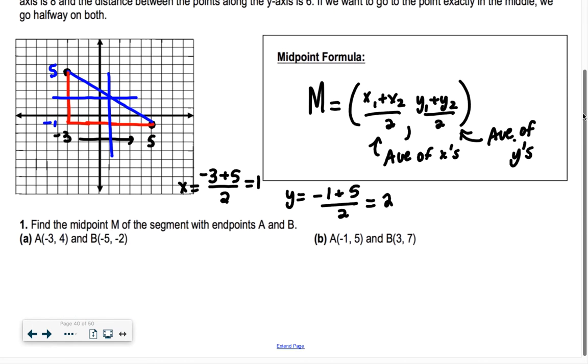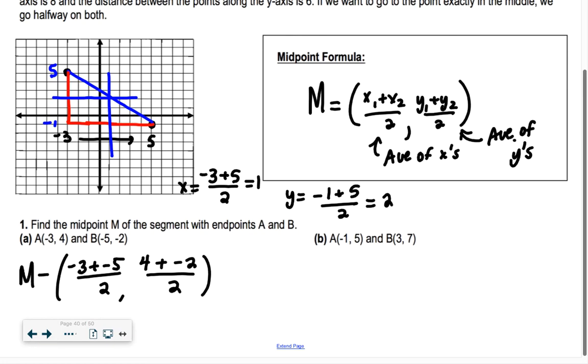All right, so number 1, it says find the midpoint of a segment with endpoints A and B. So we don't have to sketch it out. We don't have to see the picture. We don't have to think how many units separate the x's, how many units separate the y's. All we have to do is find the average of our two x values and the average of our two y's. So if I take my x values and add them together, I have negative 3 plus negative 5 divided by 2. So average of the two x's. And my average of my y's is 4 plus negative 2 divided by 2.